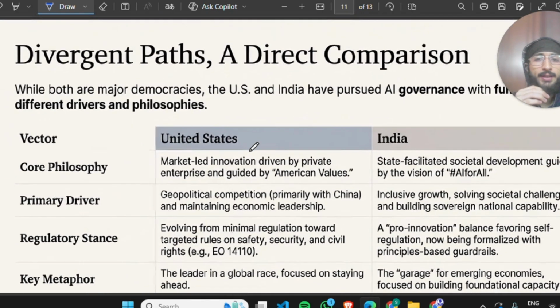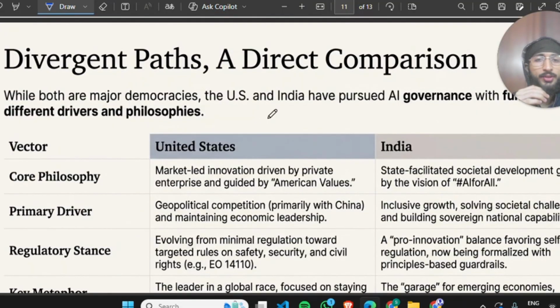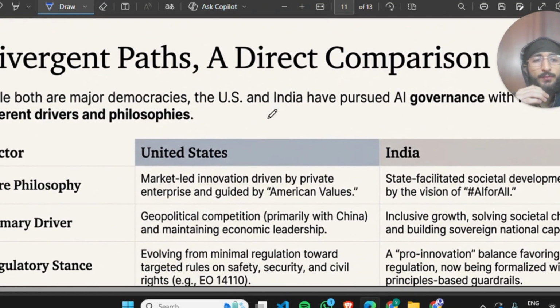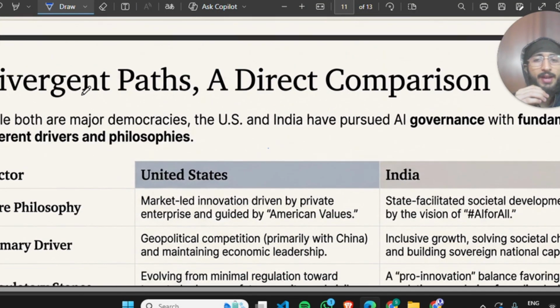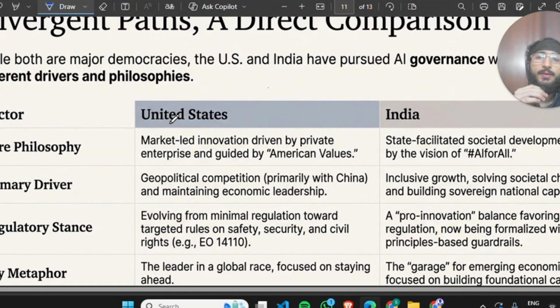Now, divergent paths, a direct comparison. While both are major democracies, the US and India have pursued AI governance with fundamentally different drivers and philosophies. So we first have the United States and India. This is a comparison chart. Core philosophy: market-led innovation driven by private enterprise and guided by American values. For India, state-facilitated societal development guided by the vision of AI for all. Primary driver: geopolitical competition, primarily with China, and maintaining economic leadership. For India, the primary driver is inclusive growth, so solving societal challenges and building a sovereign national capability.